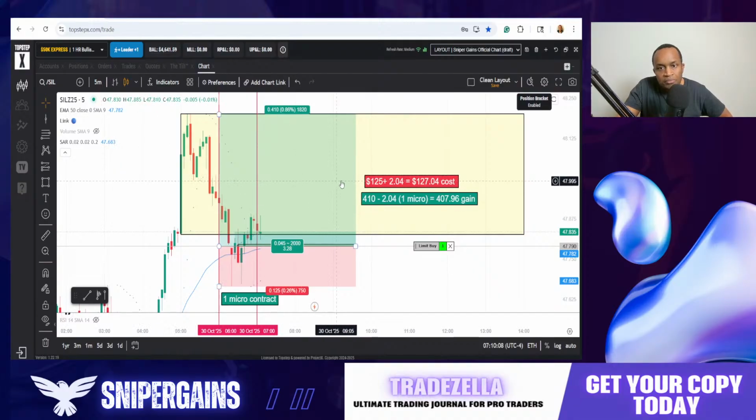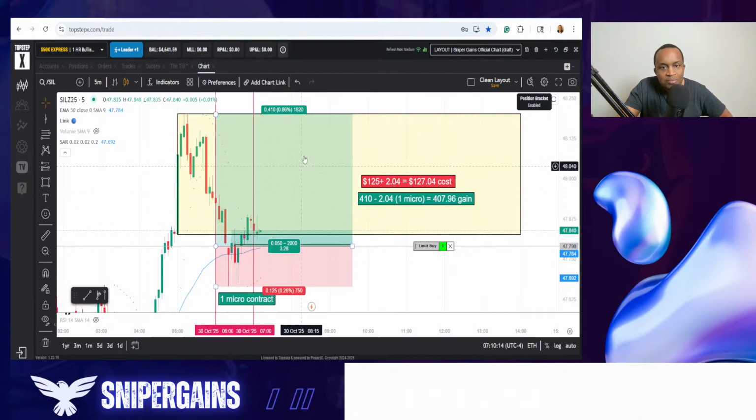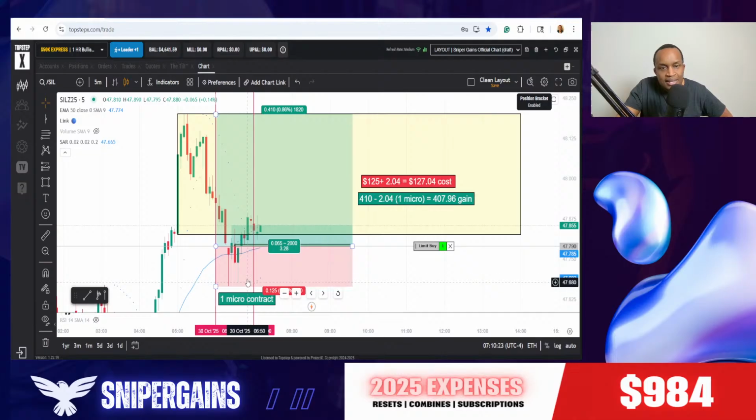No matter what, I have to fully accept this risk of 127.04, meaning as soon as it hits and it pushes up, I do not mess around with the trade. I just let it go. So all I have to do is set it and wait and be patient, because that patience is how you can win with this strategy.